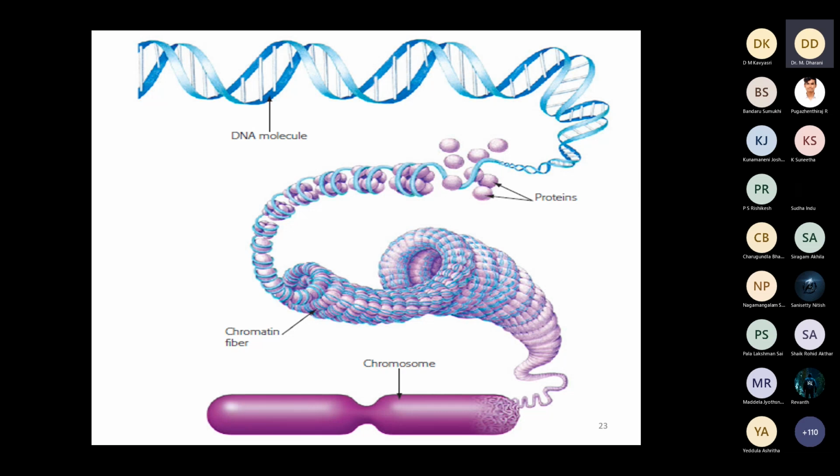Now what actually is a gene in this? Anyone? I told you this is a DNA molecule. A DNA molecule combined with protein is what is called a chromatin fiber. Normally, if it is just scattered like this, it's a chromatin fiber. But if it is tightly packed, in a condensed form, it is called a chromosome.